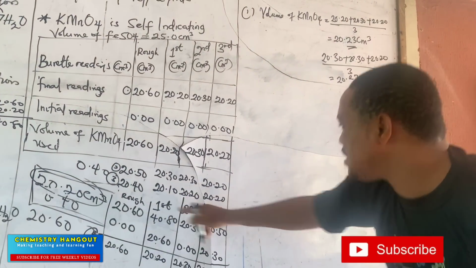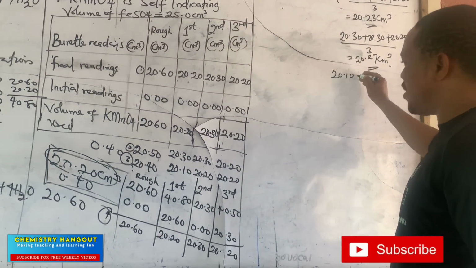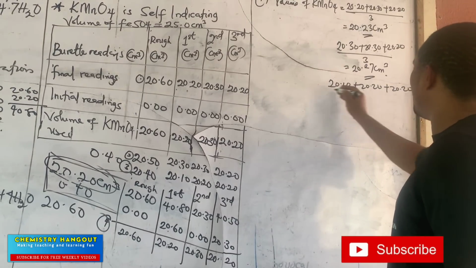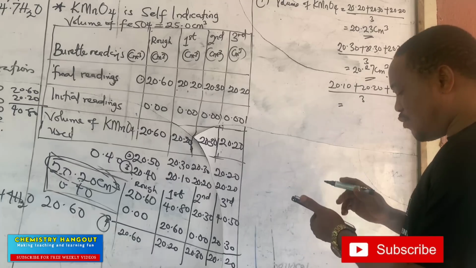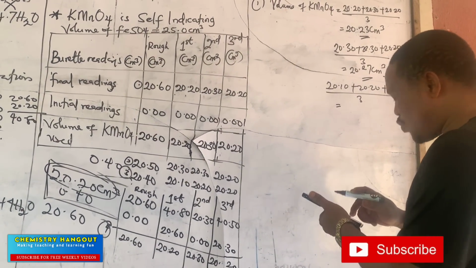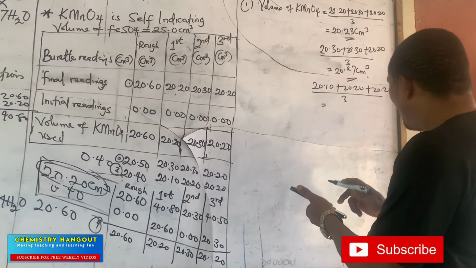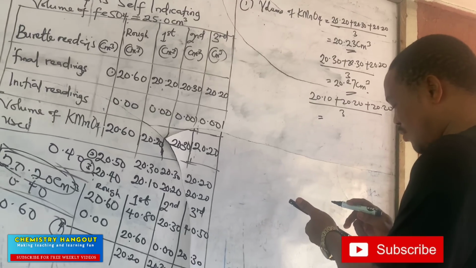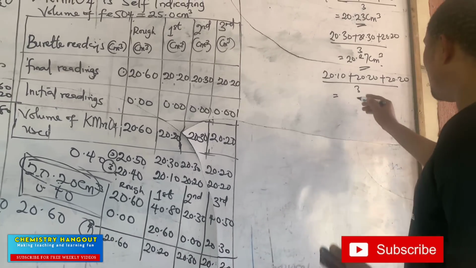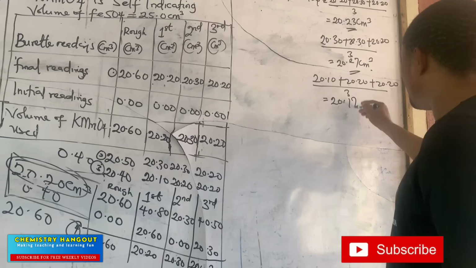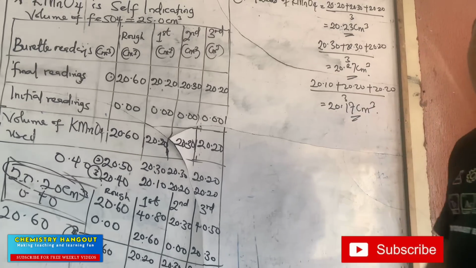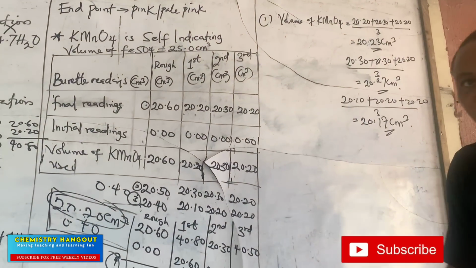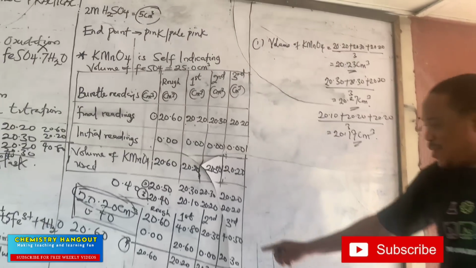The third person, let's see, 20.10 plus 20.20 plus 20.20 divided by 3. This one is 20.1, approximately 7 centimeter cube. Can you see our value? Because if we do this third one, it's still the same thing as the first one. We are just trying to play with our table, but we are still going to have the same values.